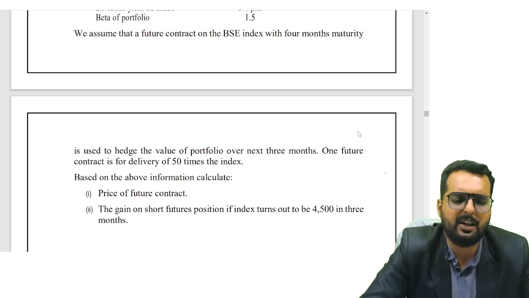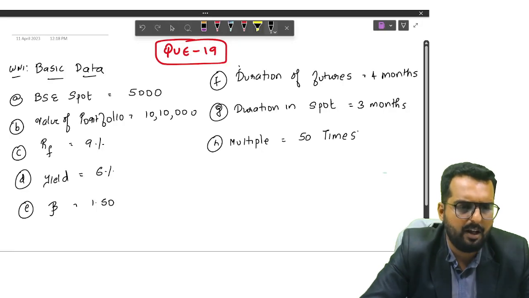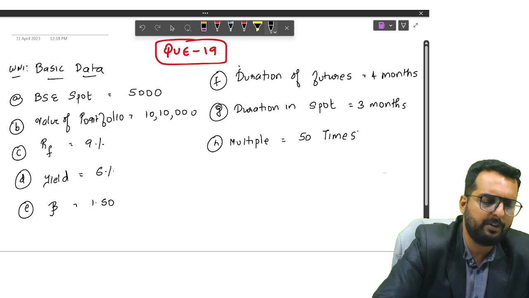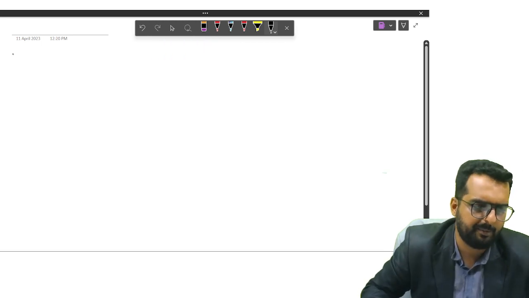Alright. So based on this, now they are asking you to find out the price of the future contract and the gain on the short position. So we'll start and do it one by one. First, we'll find out the theoretical future price.